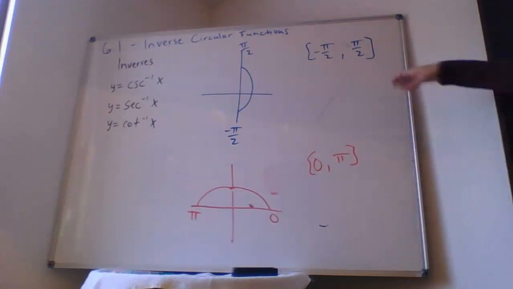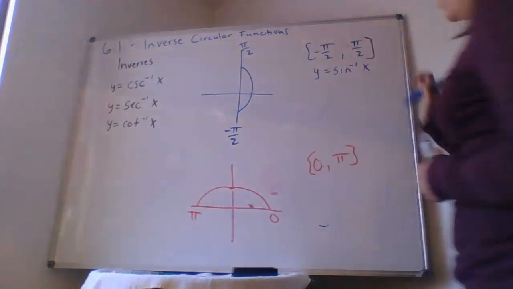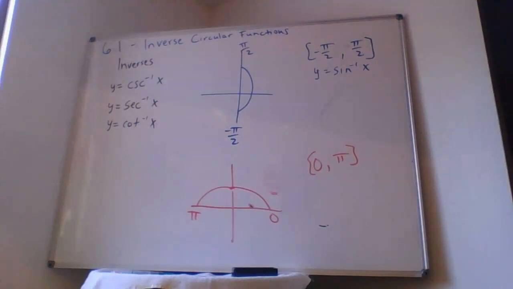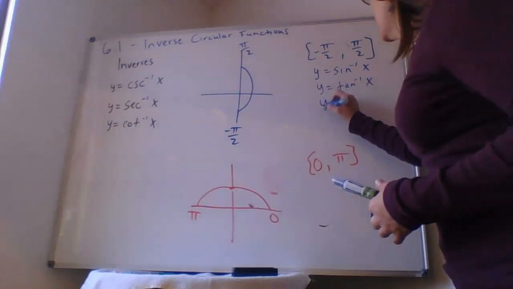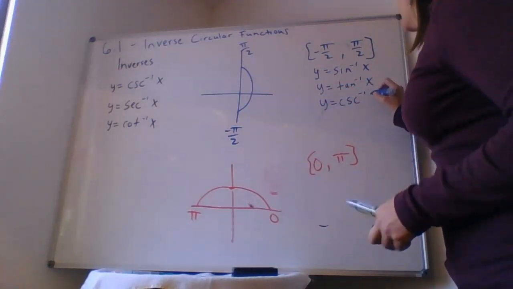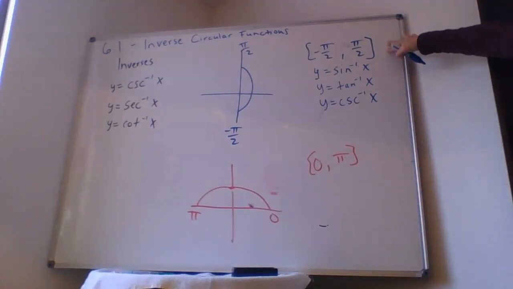I like to think of the negative pi over 2 to pi over 2 as the sine group. We have y equals sine inverse of x. We just found that tangent inverse of x also has this range. And there's one more, and it's the reciprocal of the sine function, which is the cosecant. So y equals cosecant inverse of x also has a range of negative pi over 2 to pi over 2.